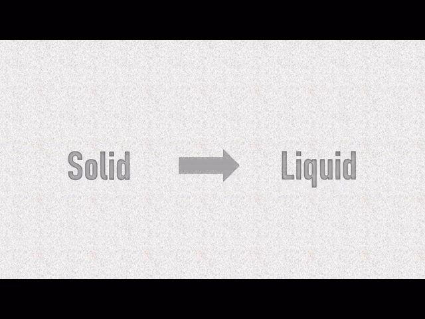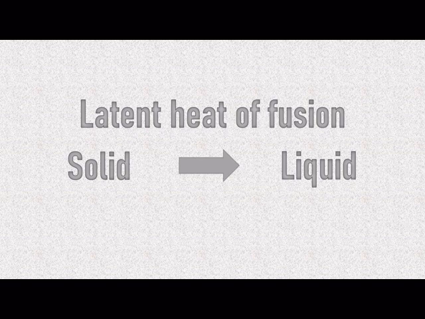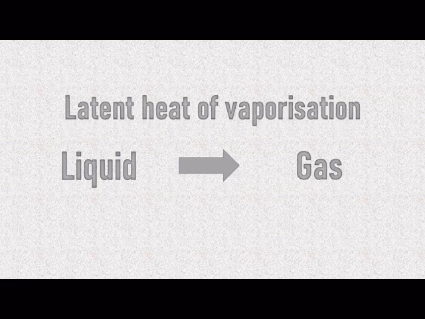Latent heat can be found using the formula Q equals m L, where Q is the amount of energy required, m is the mass of the object, and L is the latent heat of the material. Latent heat is of two kinds. When a solid turns to liquid, it is known as latent heat of fusion. When a liquid turns to gas, it is known as latent heat of vaporization.